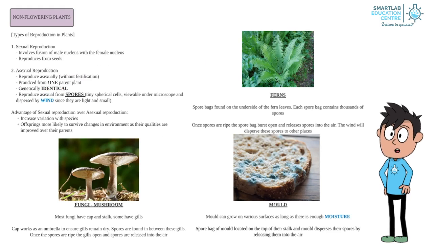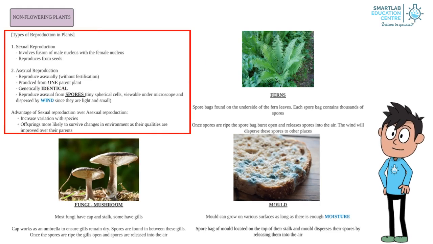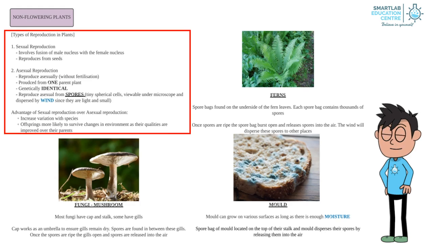Reproduction in non-flowering plants and fungi. Types of reproduction in plants. Sexual reproduction. This involves the fusion of a male nucleus with the female nucleus. These plants reproduce from seeds.